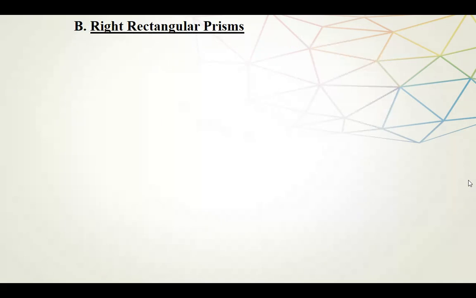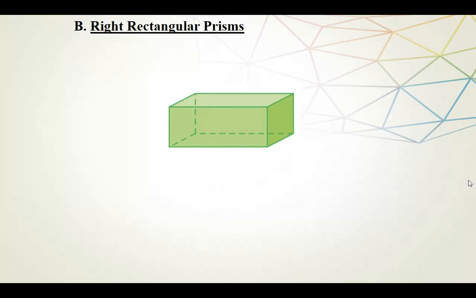The next 3 lessons we're going to examine the surface area of a right rectangular prism. And the following lesson will be a right triangular prism. And then finally, we'll get into a right cylinder. So let's start with a right rectangular prism. That has the shape of the box that you can see on the slide here.